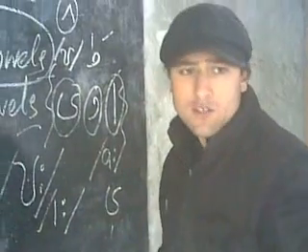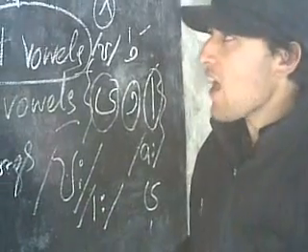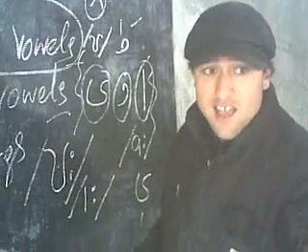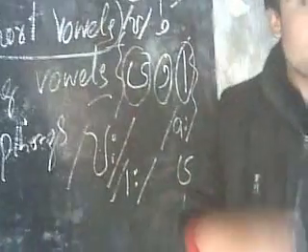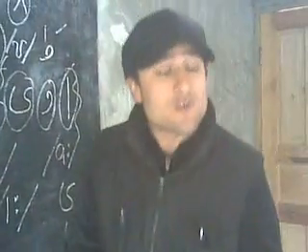So there are 3 short vowels: one is fatha, one is kasra, one is dhamma, and there are 3 long vowels, which we also know as madda.